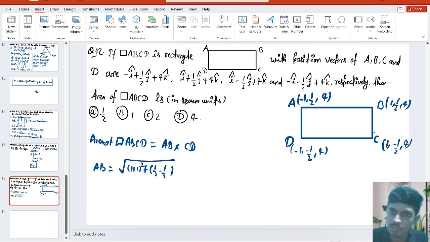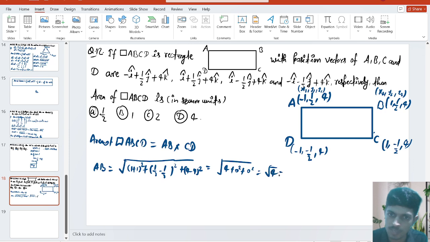Here this is x1, y1 and this is x2, y2. Then 4 minus 4 whole square. Writing as x1, y1, z1 and x2, y2, z2, and solving AB, you get 1 plus 1, this is 2 square, which is 4, and 1 by 2 minus 1 by 2 is 0, and 4 minus 4 is 0 square. This is under root 4, which becomes 2 units.